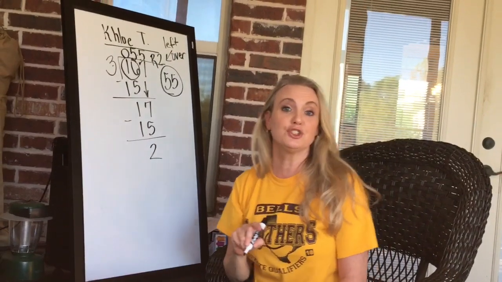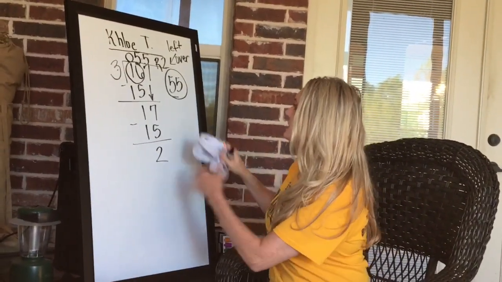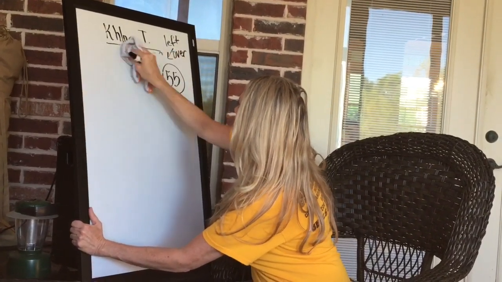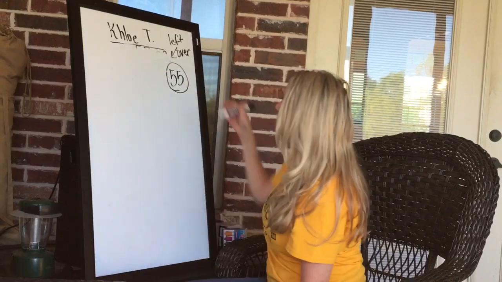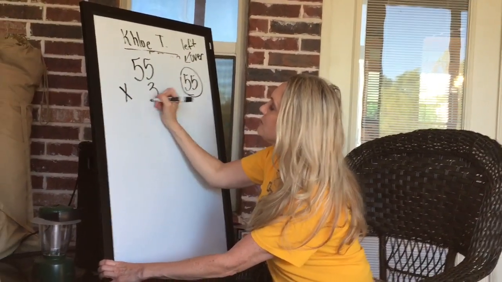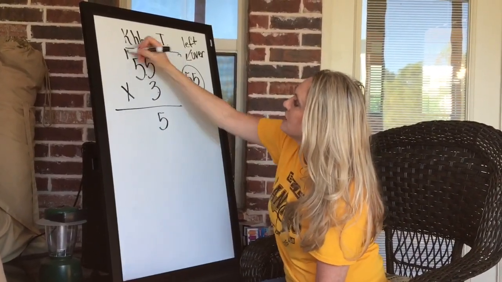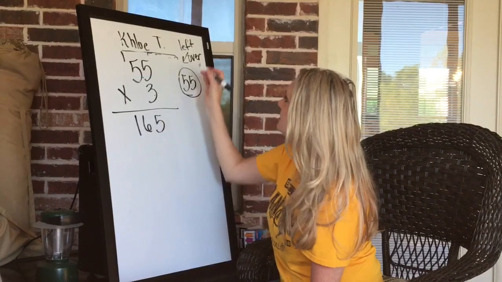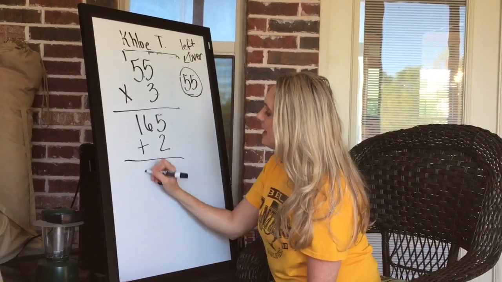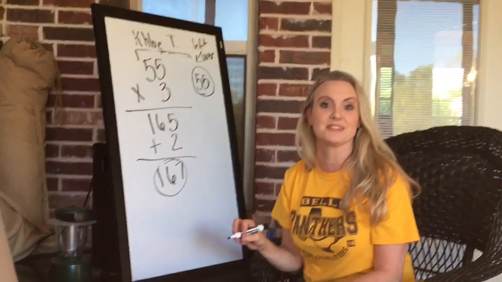Now, I'd like for you to do your recheck today as we work through these problems. So let's take the 55 times 3. 15 plus 1 more is 16. Plus we had 2 left over. That gets us back to the 167, so we know we're correct.